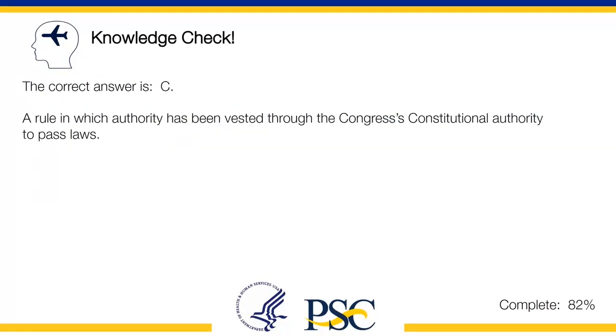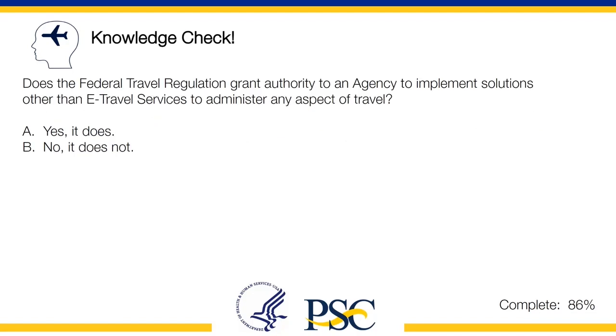The correct answer is C. A rule in which authority has been vested through the Congress's constitutional authority to pass laws. Does the federal travel regulation grant authority to an agency to implement solutions other than e-travel services to administer any aspect of travel? A. Yes, it does. B. No, it does not. Pause the video, consider your response, and then resume to learn the answer.